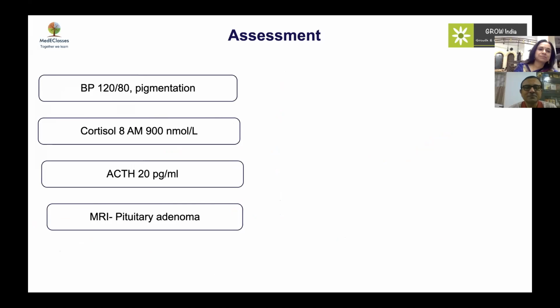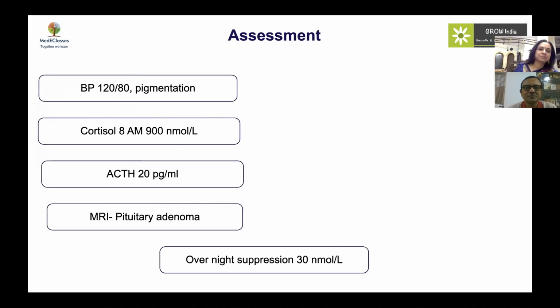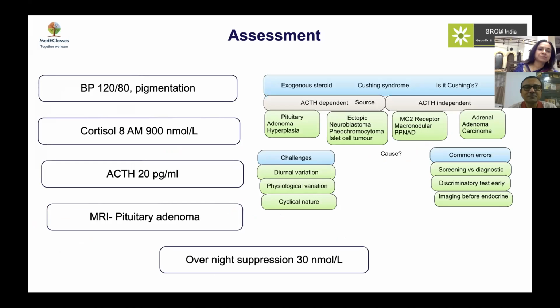So now what we look at is, in this case, we should do an overnight suppression test, which was normal, basically telling us again that the hypercortisolism here was the effect of obesity and not the cause of obesity. So definitely nothing to worry about in this situation. Do not do this evaluation.